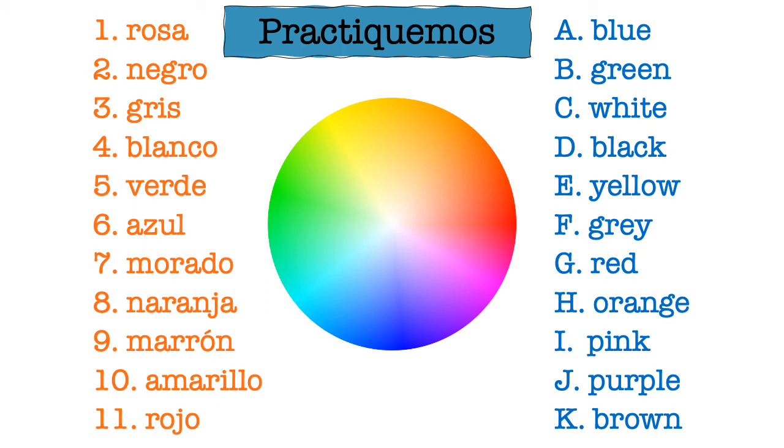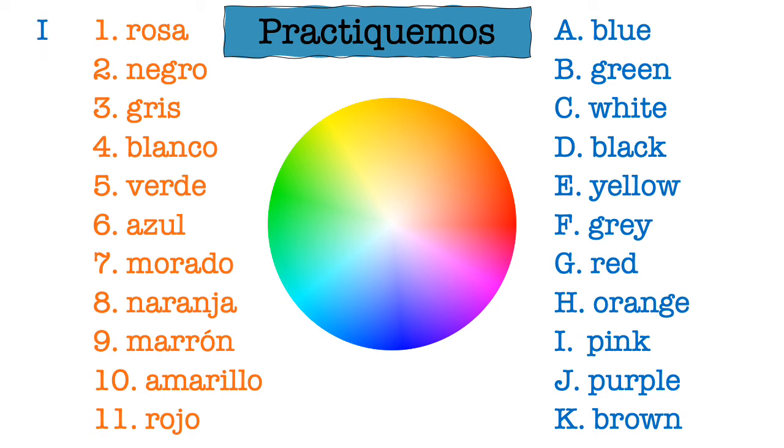And here we've got the English. So what I'd like you to do is just pause the video. If you've got a piece of paper, write these down, write 1 to 11, and then you're just matching them up with the letters on the right. Okay, so hopefully you've had a chance to do that. Let's go through them.